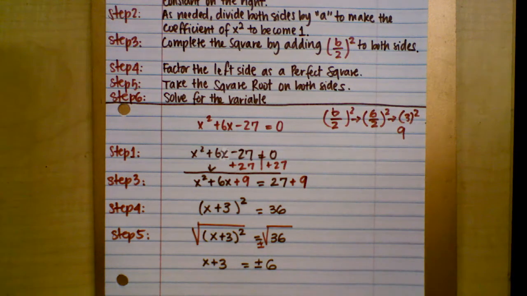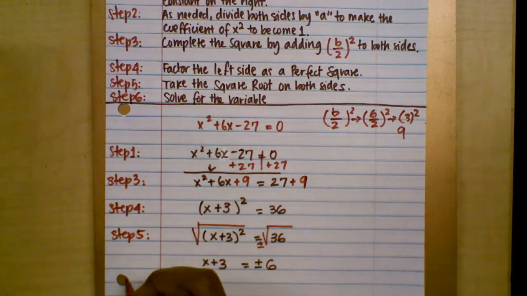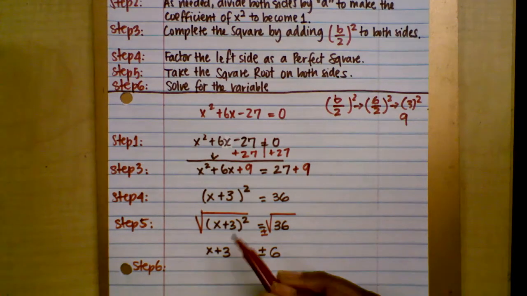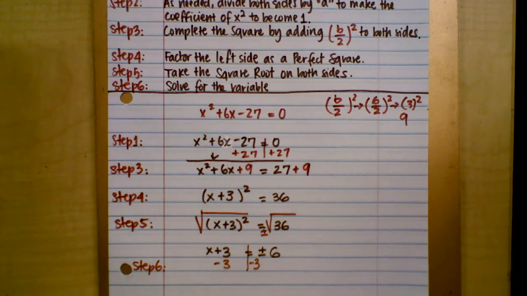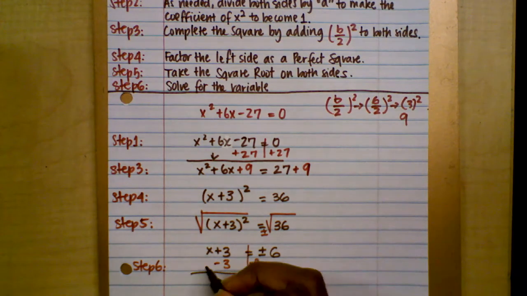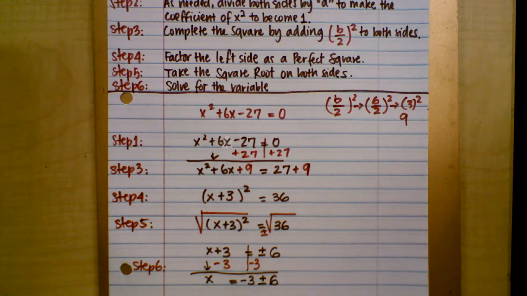Okay, so what do we do next? I can continue because step 6 is to solve for the variable. So let's do step 6. Solve for the variable. What do I do here to solve for x? I have to subtract 3 on both sides, and I end up with x equal to -3 minus and plus 6. I want you to see here that you have two numbers to consider: one is positive 6 and the other is negative 6.